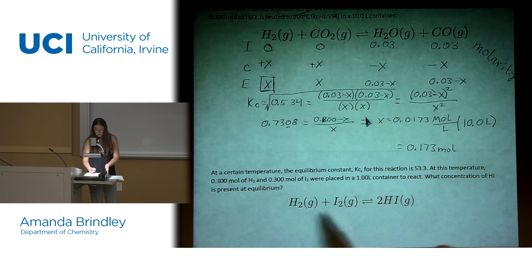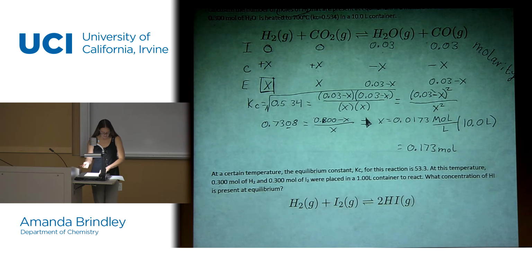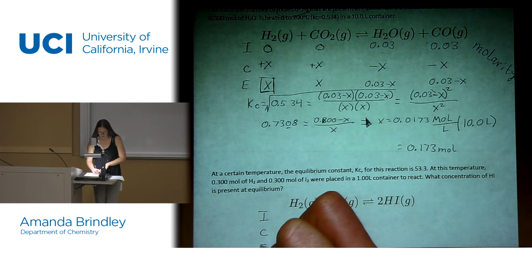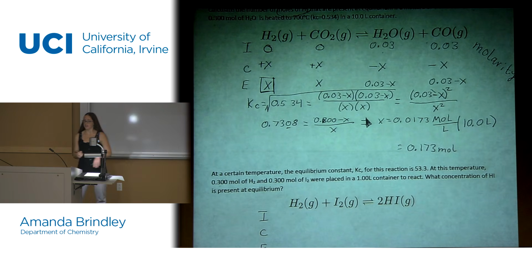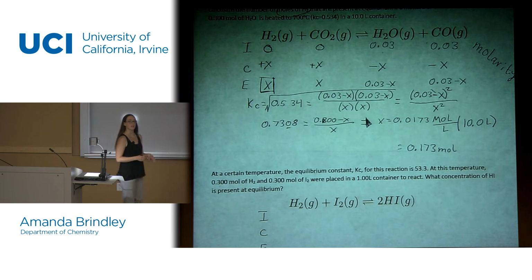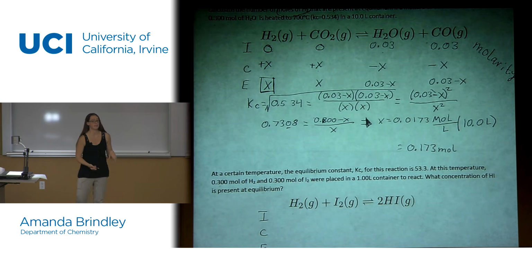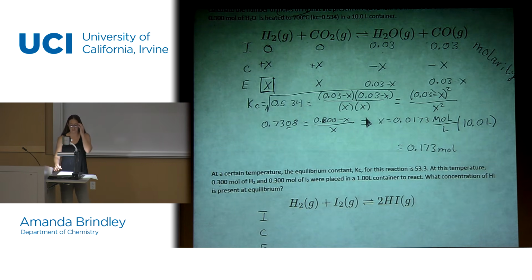So here we have this equation. Hydrogen plus iodine goes to 2HI. I give you the Kc for it. At this temperature, we have 0.3 moles of hydrogen and 0.3 moles of iodine in a 1 liter container to react. What concentration of HI is present at equilibrium? We're going to do basically the same thing. And by basically, I mean we're going to do the same thing. So this is a good time to play beat me to the answer. We're going to do basically the exact same thing as the above one. So I'm going to keep going at the exact same pace for the people who need it. The people who don't, try to get the answer faster than I do.